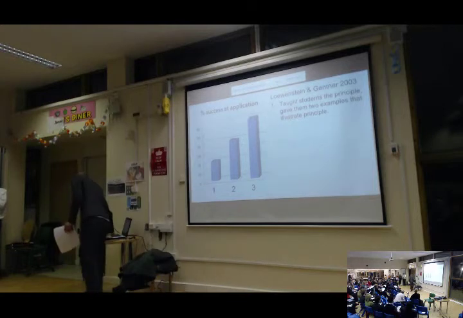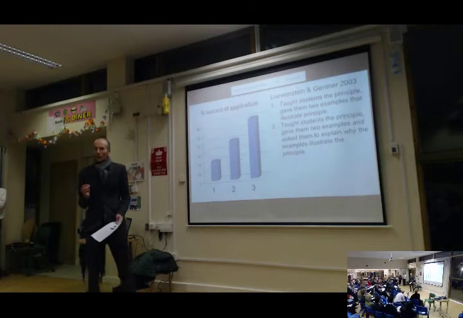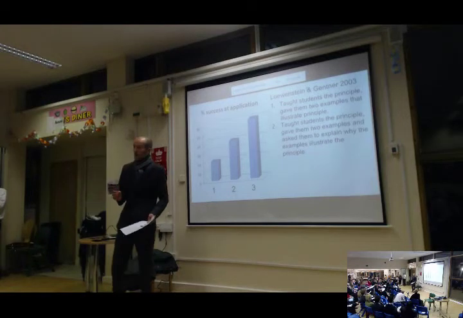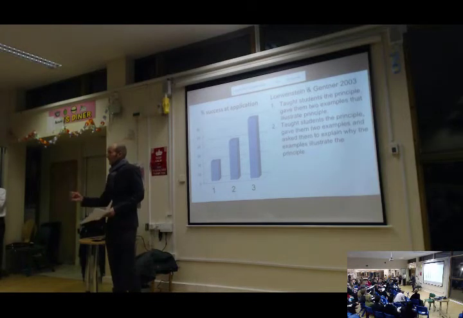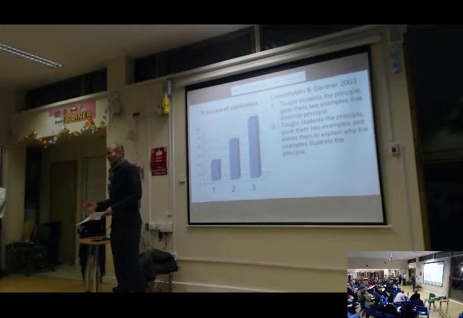They then repeated the experiment with some different students. This time they taught them the principles, they gave them the two examples, they asked the students to draw out the principle, like show them how the examples illustrated the principles, and then they asked them to apply it. They had about 40% success rate at applying and understanding.